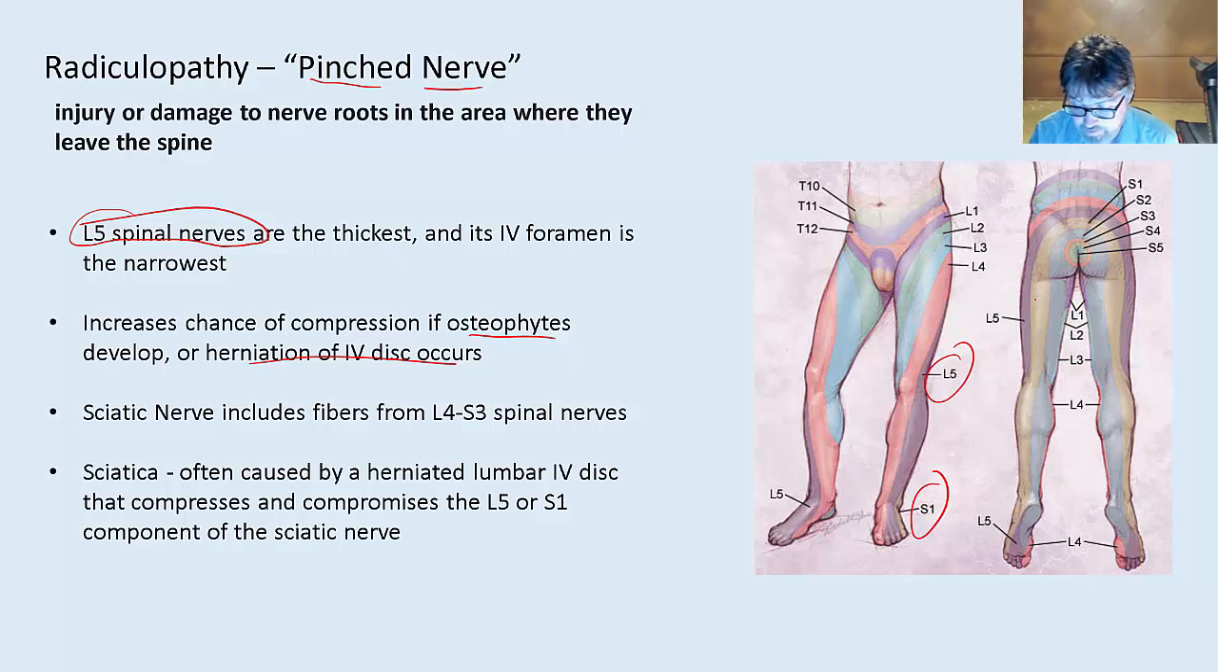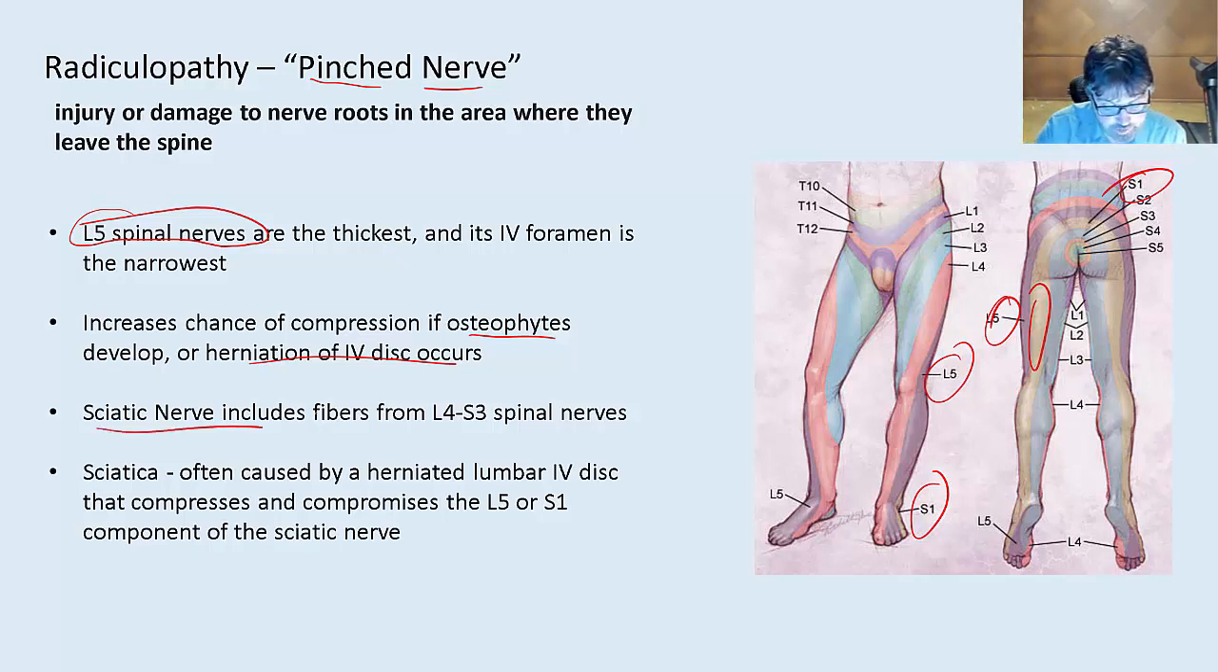Sciatic is a good example of this. Well, you can guess that the compressed nerve might be around L5 or S1 or S2, depending on that level. So this will help you understand where to get your images and where to take your images and where to look for that damaged nerve.